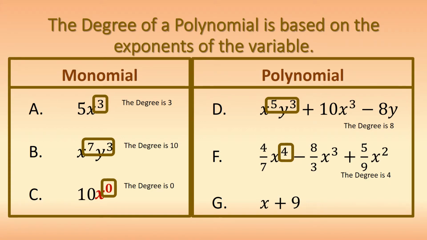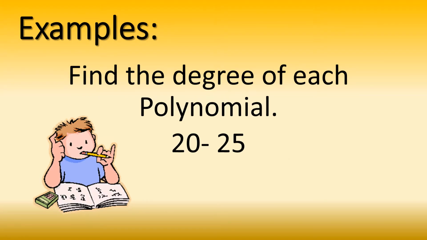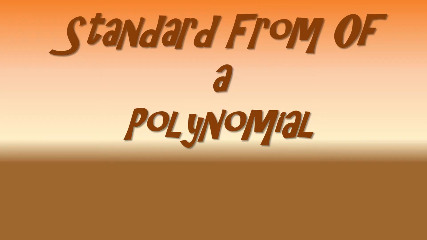G. Hey, there's no number there. Yes, there is. It's a 1. So this has a degree of 1. Alright, find your worksheet. You need to do problems 20 through 25. You may want to pause the video to do this. Did you get those all done? Do you have 20 through 25 done? Good. Now we're ready to go on to standard form of a polynomial.